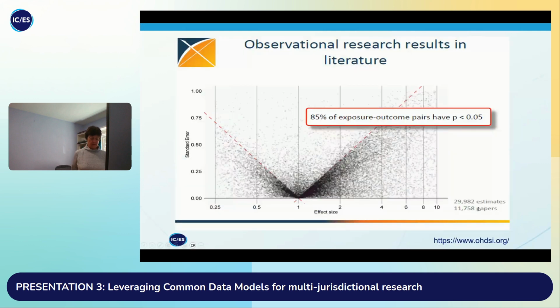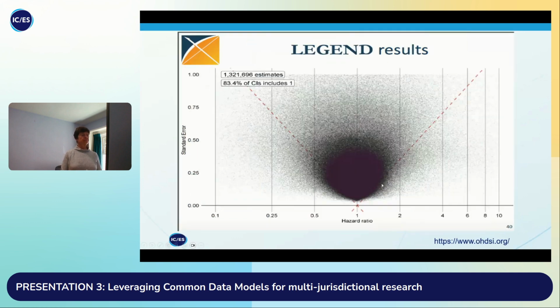So what they found is, this is what is typically found in the observational research literature. In other words, if you look, they compile thousands of studies. 85% of studies have a p-value less than 0.05. Next slide. When you look at Legend, in other words, when they ran the study on 10 different classes of antihypertensives, 3 outcomes, 15 secondary, 48 safety outcomes, this is what they found. 85% of their outcomes were null.